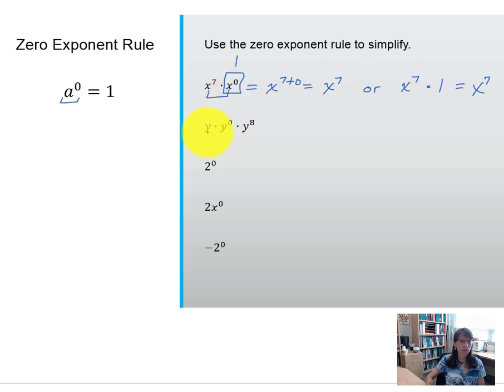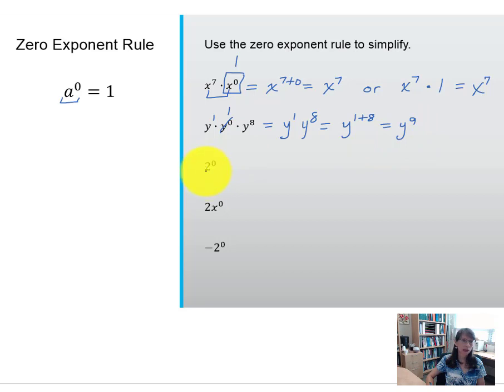In the next problem, you can see we have y times y to the 0 times y to the 8th. Remember, y is really y to the first. Y to the 0 is worth 1, and then we have y to the 8th. So if we multiply these together, it's y to the first times y to the 8th. Now we're using our product rule again. Y to the 1 plus 8 gives us y to the power of 9.